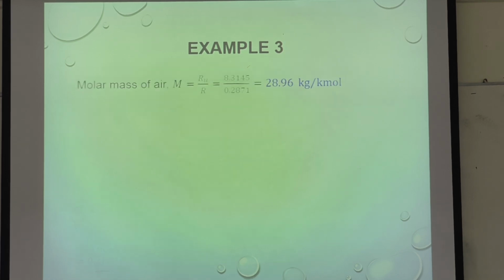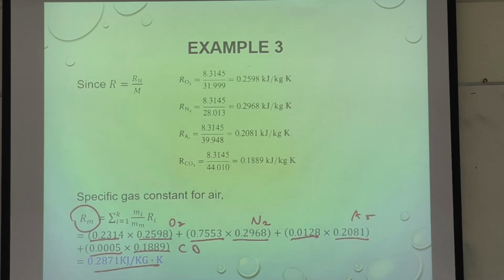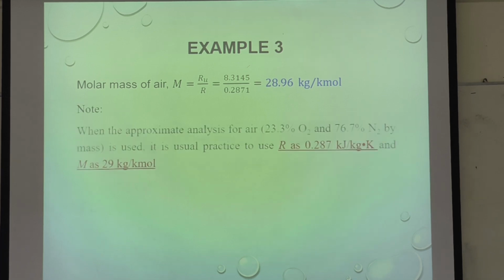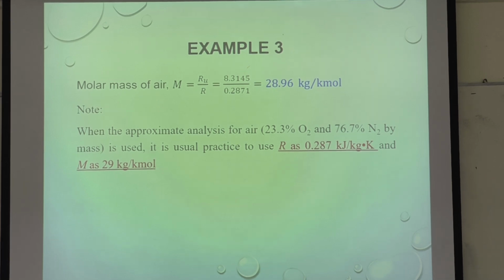Okay, so after that, once you have the R, then you can just use molar mass equals R_U over R, then you can get the molar mass of air, which is approximately 29. So note here, when the approximate analysis for air, 23.3% oxygen and 76.7% nitrogen by mass is used, it is usual practice to use R as 0.287 and molar mass as 29. So these are the common values for air.